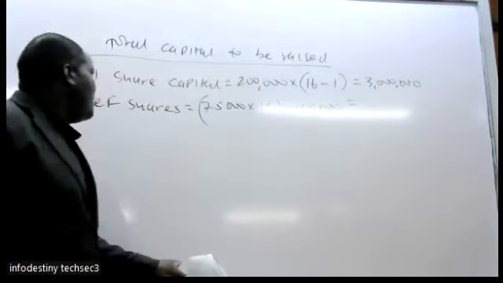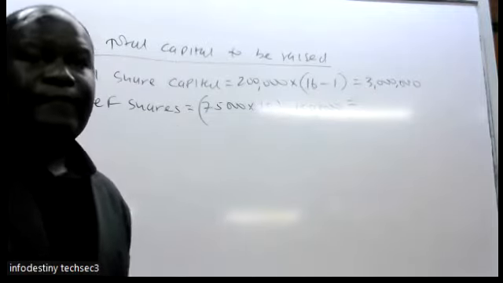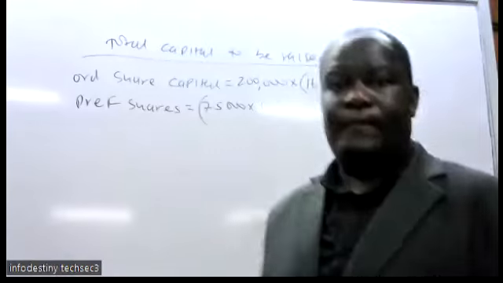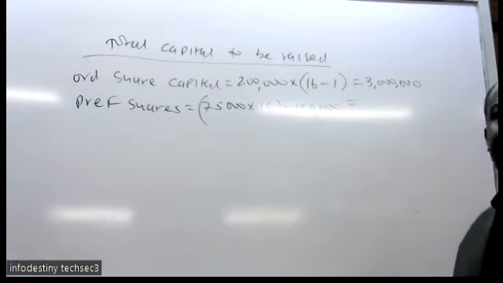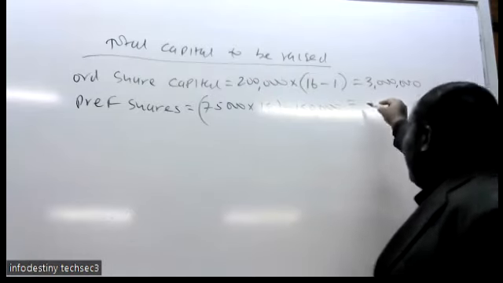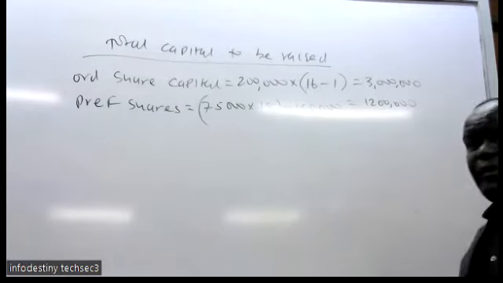Now to come with the next one. Flotation cost was given separately as 150,000. So that should give us how much? 1.2 million. So that is now the value for that.